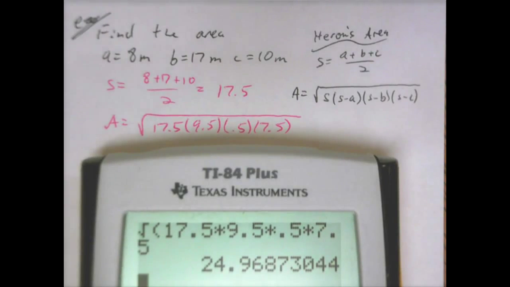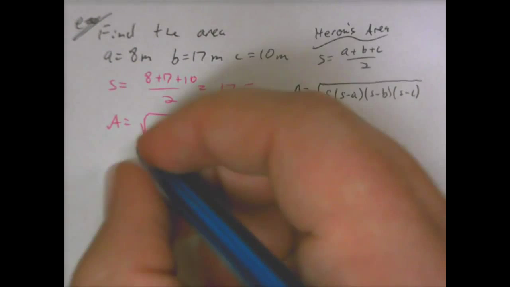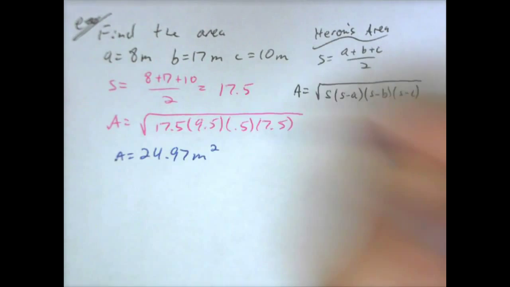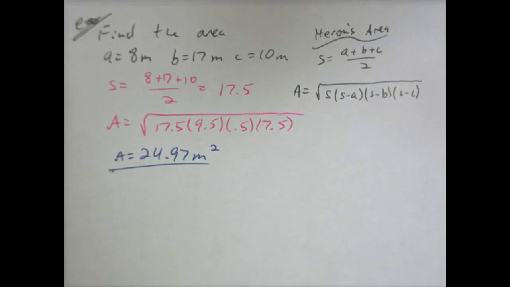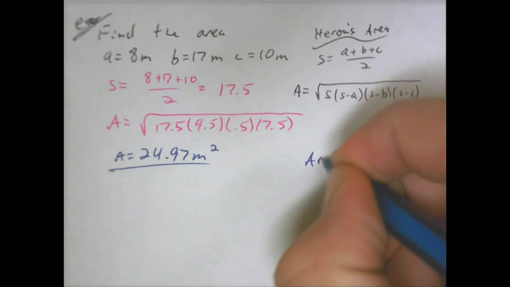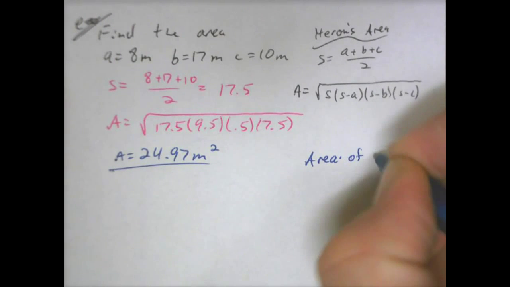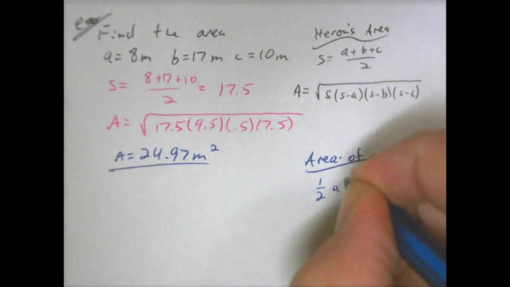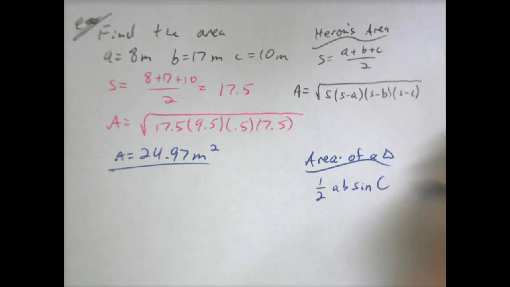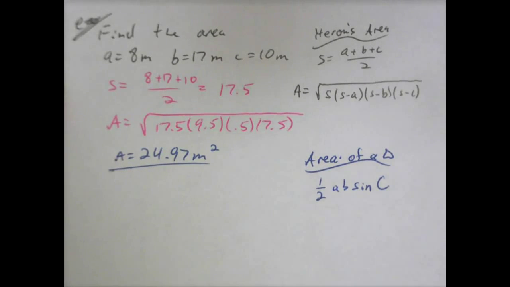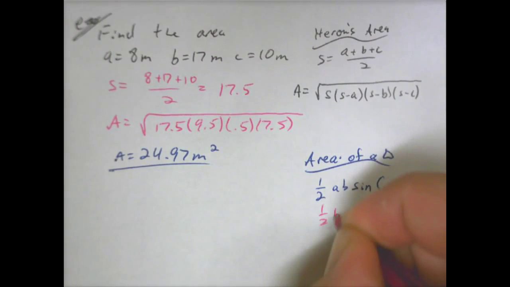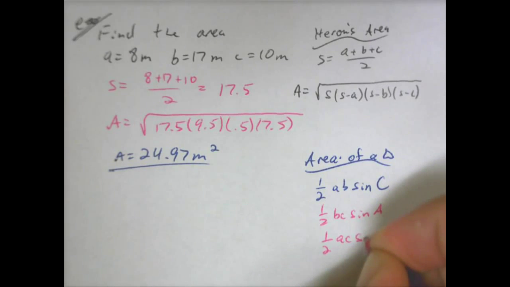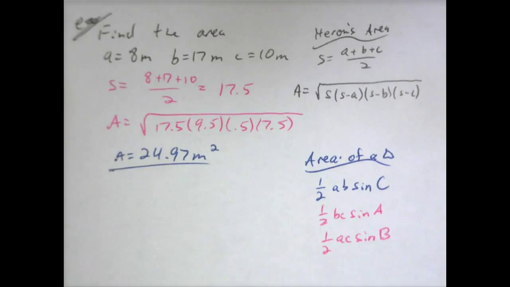Make sure you tell me units if you have units. So the area is 24.97 meters squared based on Heron's area formula. There are also some other area formulas. Area of a triangle. It is 1/2, 2 of the sides, and the sine of the other angle. So that also could be 1/2 BC sine A, or it could be 1/2 AC sine B.